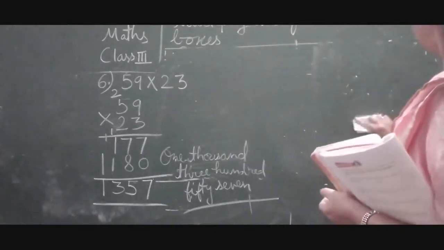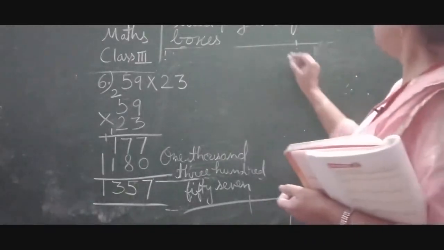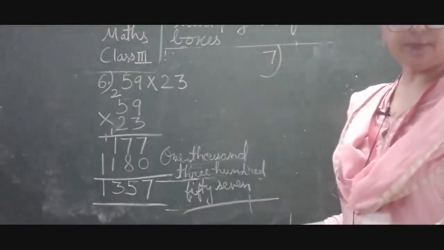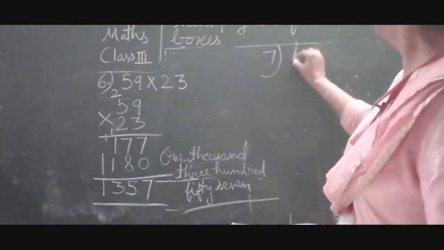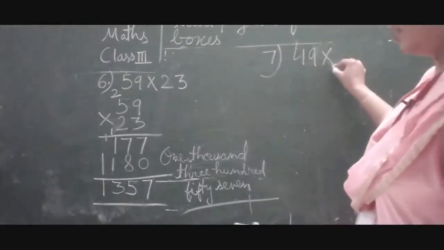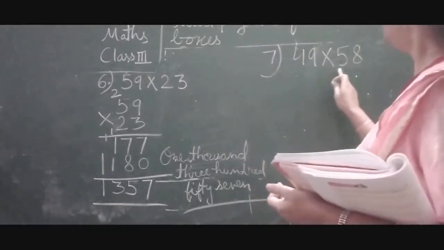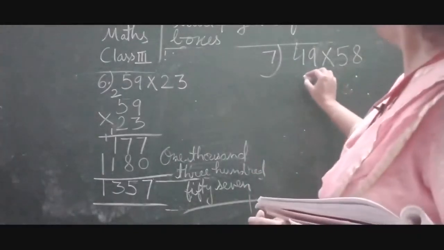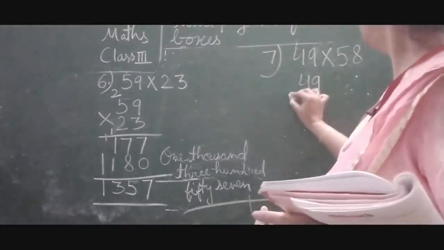So here, children, you can see number 7. I am going to do number 7 over here. At number 7 you can see 49 multiplied by 58, children. 49 multiplied by 58. So how can we do? We just write it down, 49 and 58.